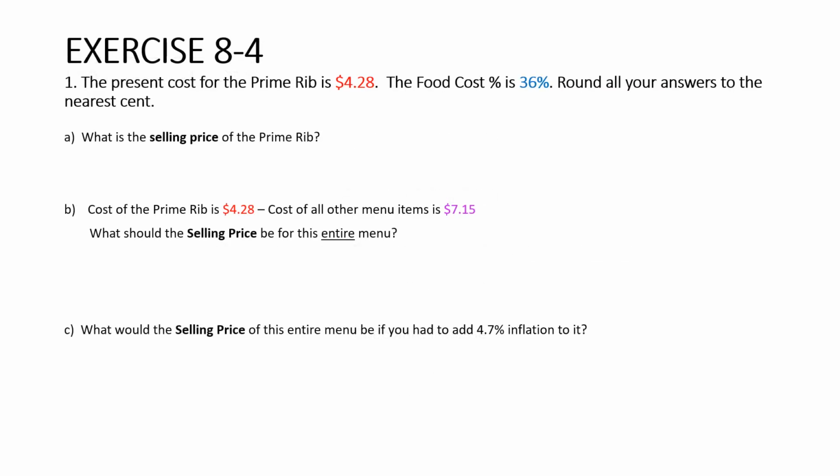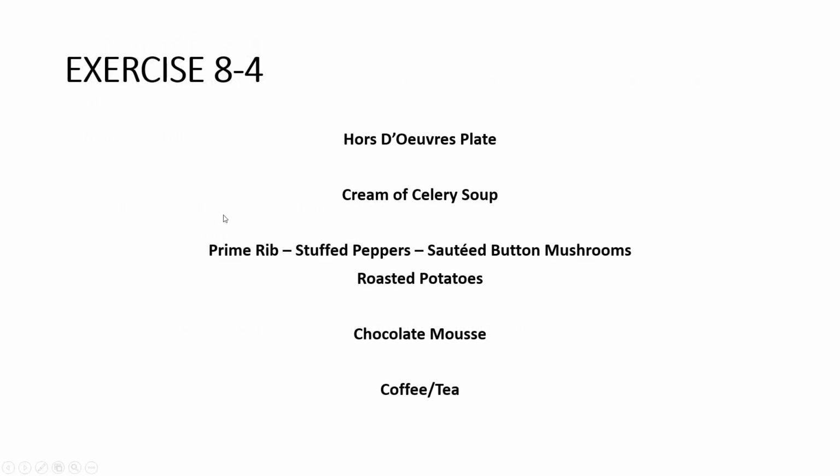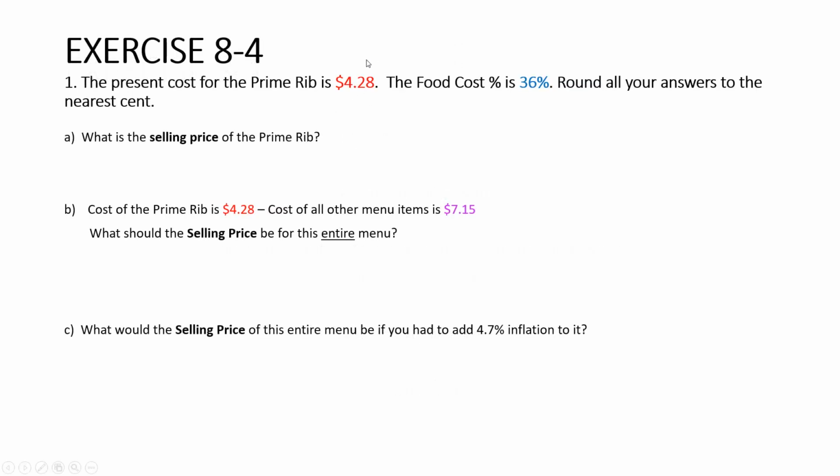So let's take a look at what we're going to do here. The present cost of the prime rib. The prime rib only, you saw that whole menu here. All we're talking about right now is the cost of this prime rib, and that cost is $4.28. The other piece of information they gave us, the food cost percent is 36%. They want us to round all the answers to this question to the nearest cent.